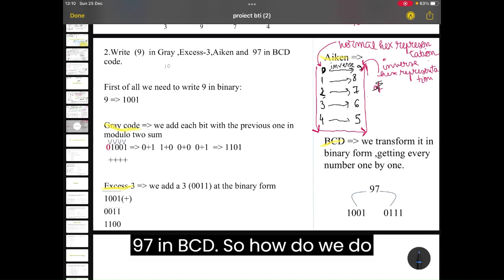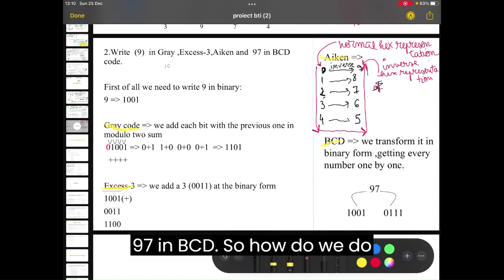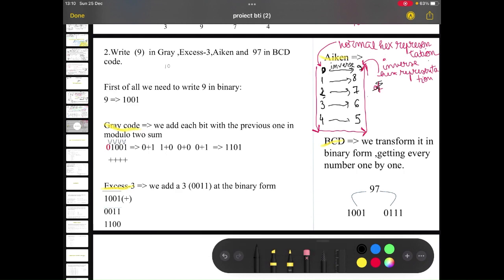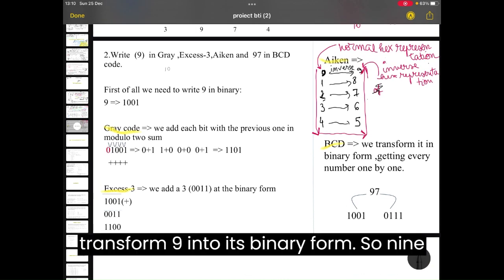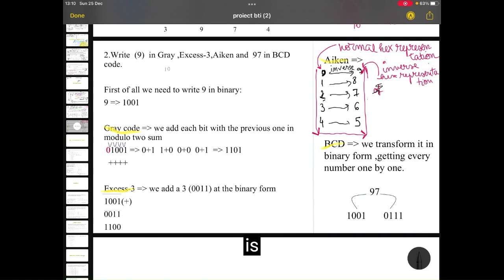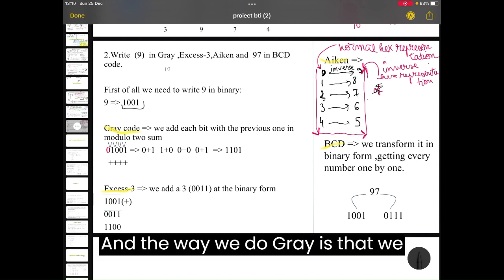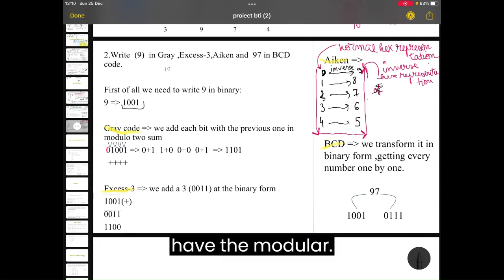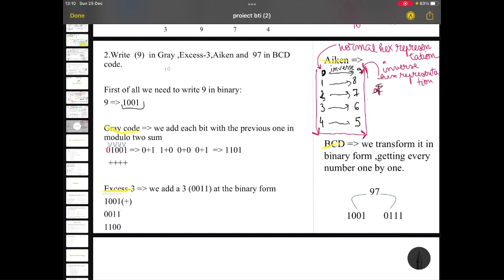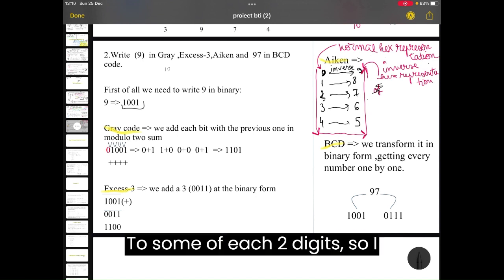For our next exercise, we have to write 9 in 3 different codes: gray, excess three, and icon, and 97 in BCD. So how do we do the gray one? Well, we have first to transform 9 into its binary form. So 9 is 1001. And the way we do gray is that we have the modulo 2 sum of each 2 digits.